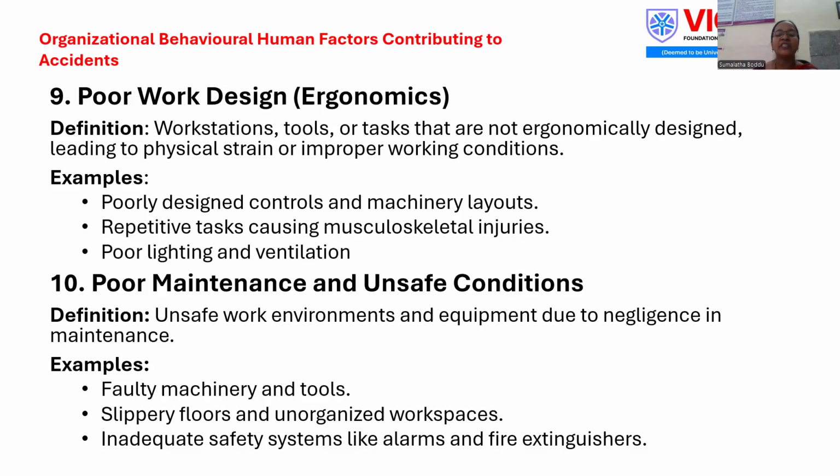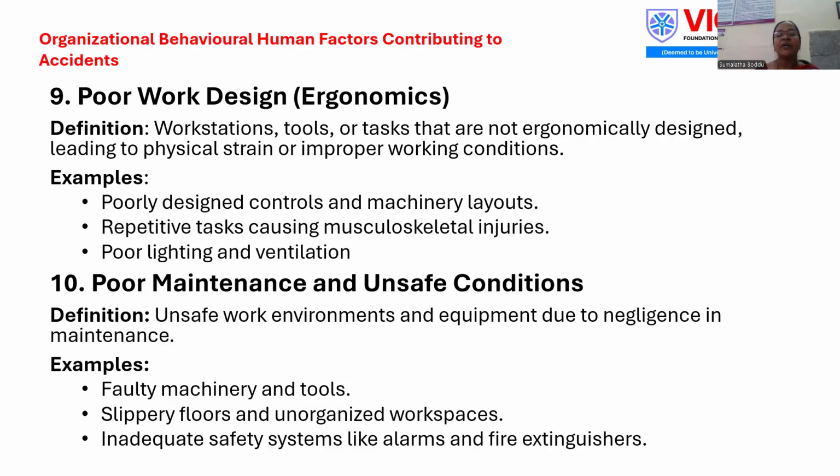Last factor is poor maintenance and unsafe conditions. Coming to the definition, unsafe conditions arise when equipment, tools, or workplaces are not properly maintained. Coming to the examples: faulty machinery, oil spills on floors, damaged electrical wiring, broken safety alarms, unorganized workplaces. Coming to the explanation, poor maintenance creates hazardous conditions that can directly cause accidents. For example, slippery floors may cause falls and faulty machines may malfunction unexpectedly.